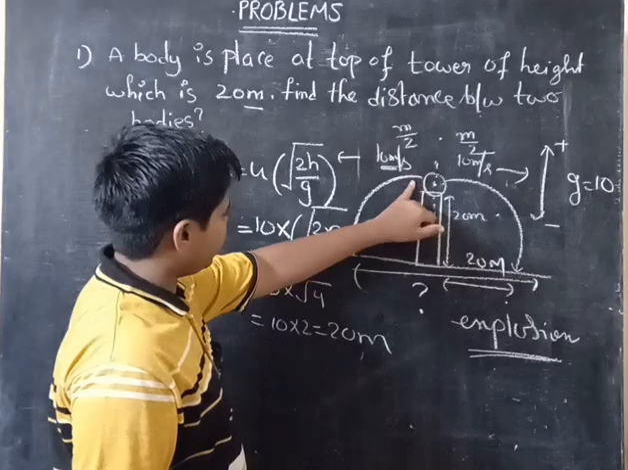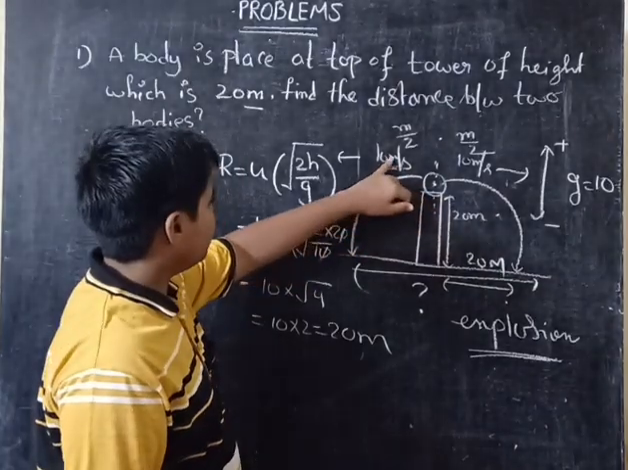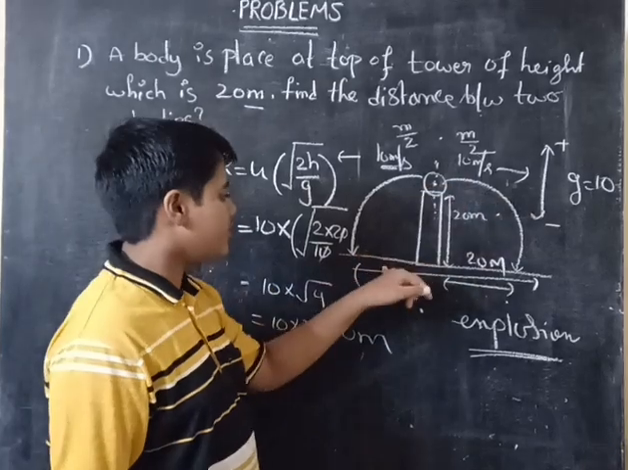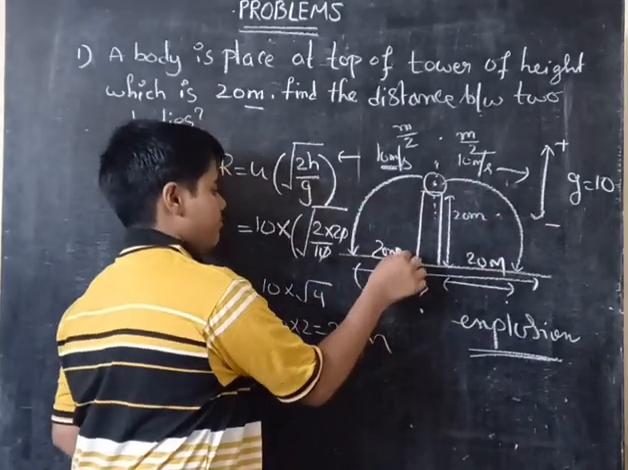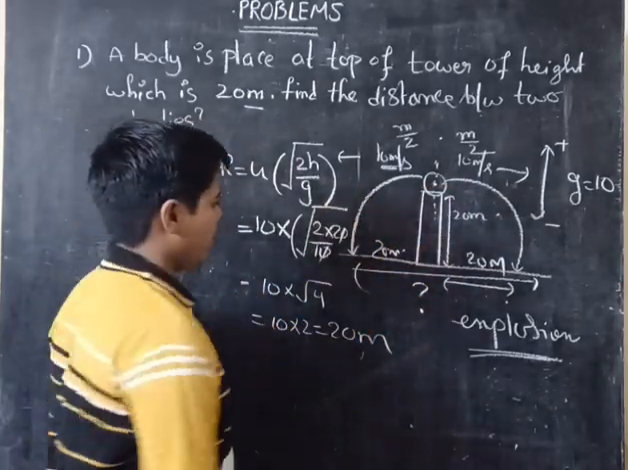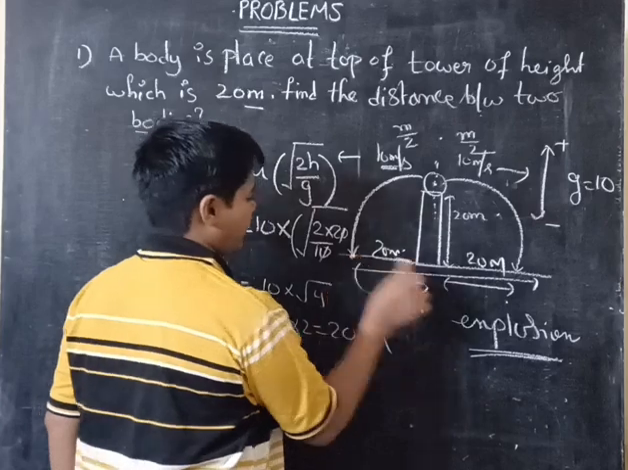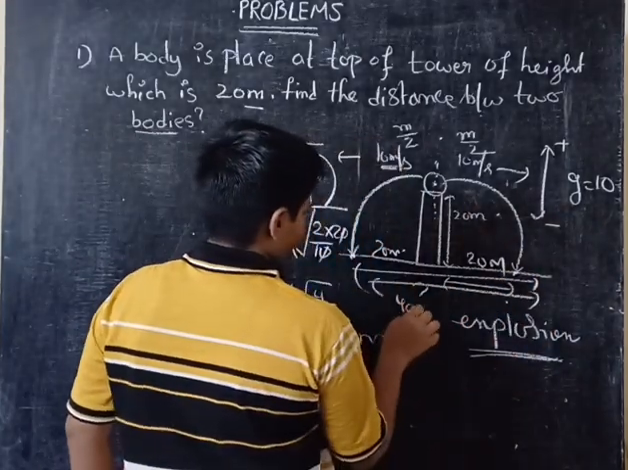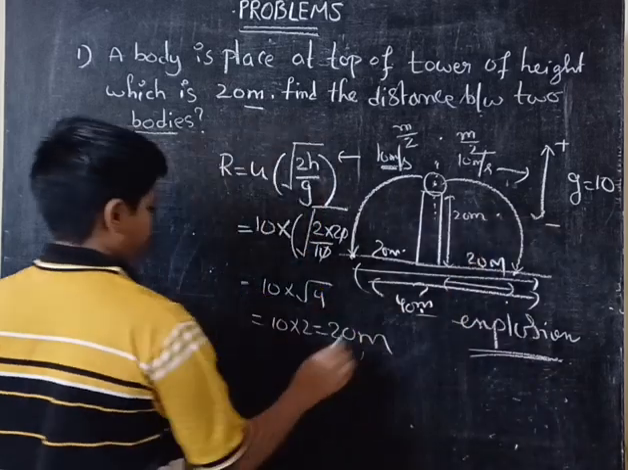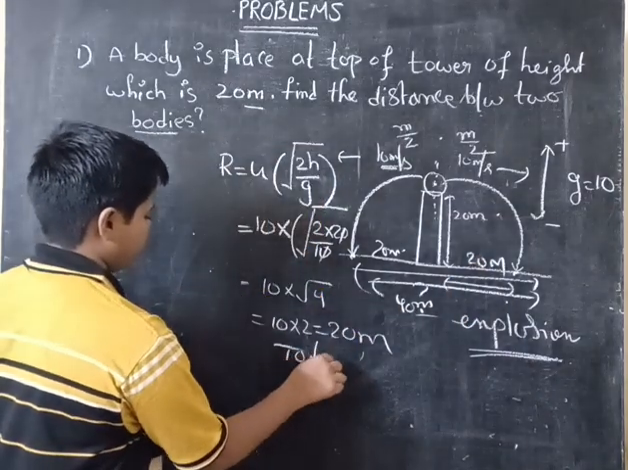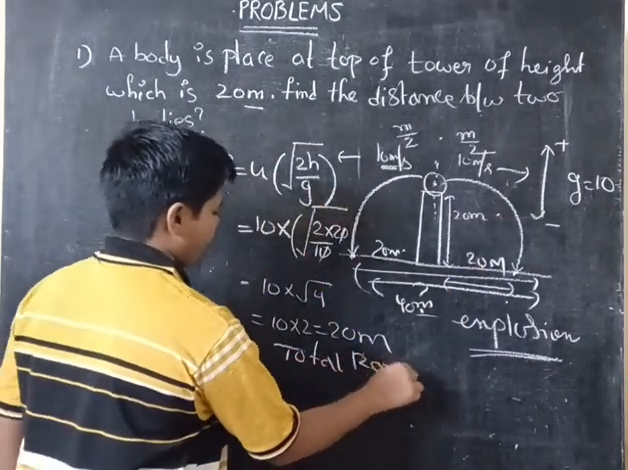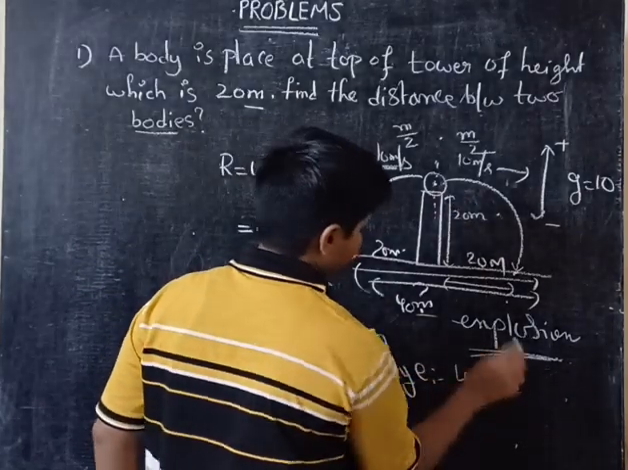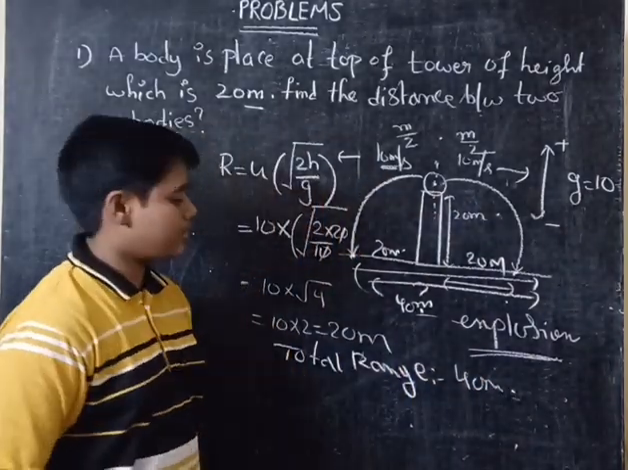Here also we can guess the answer. This is 10 meters per second, and this is also the same, same mass means same distance. And the total distance between this point and this point is 40 meters, 20 plus 20, 40. And the total range is 40 meters. Okay, so this is the first problem.